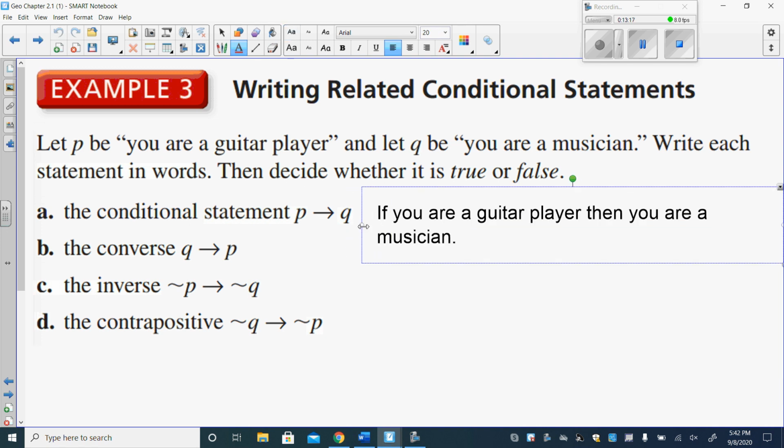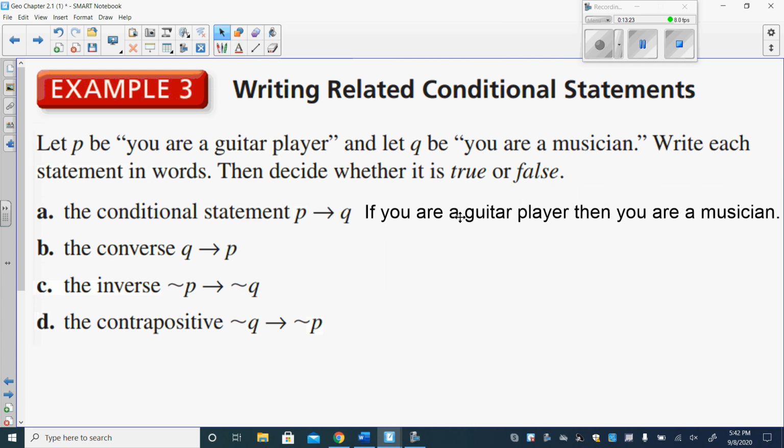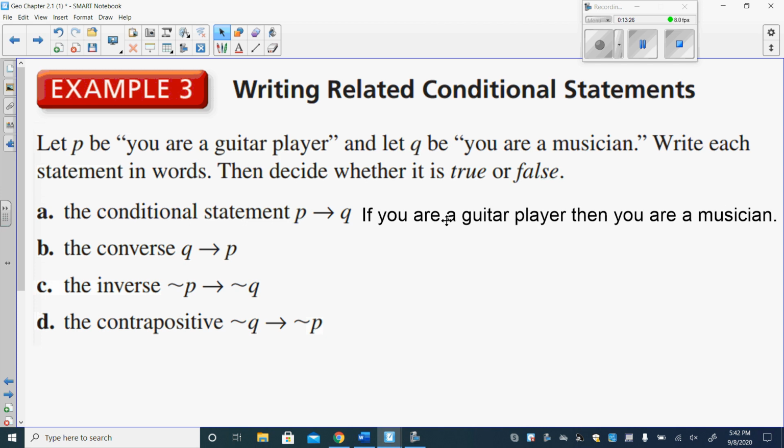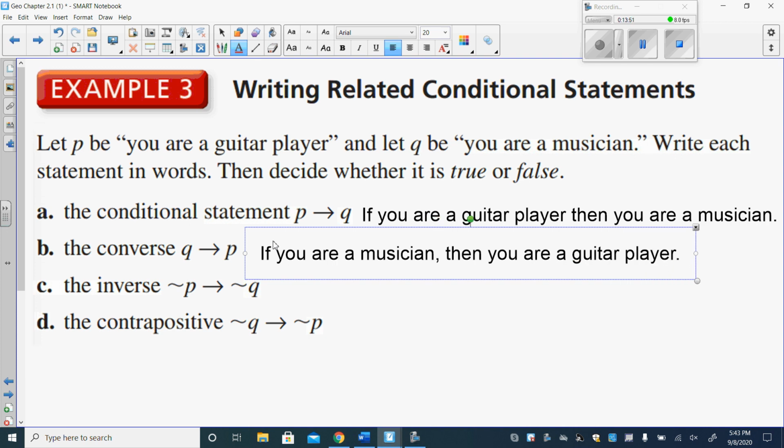And this is our first statement. If you're a guitar player, then you are a musician. So that is our first conditional statement. If you're a guitar player, then you're a musician. Now, our second one, the converse, is flipping it. So we have if Q, well, our Q statement was you are a musician, then what? You are a guitar player. And that's it. That's all we have to say for that there, because we switched it.